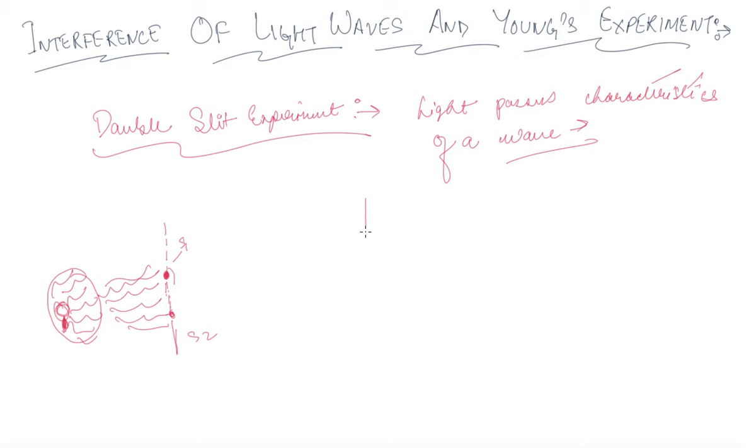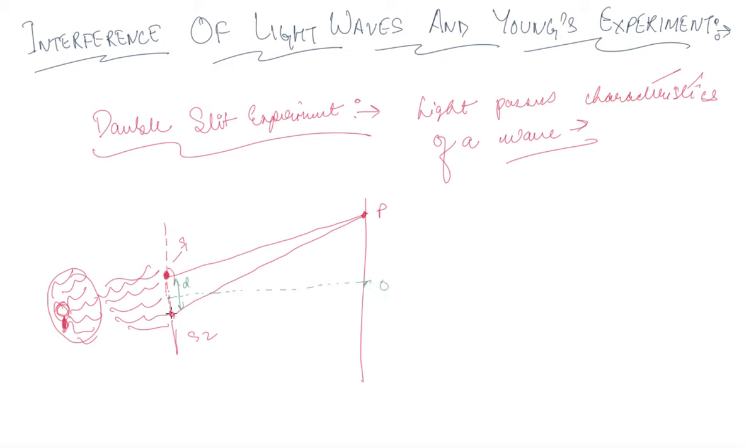Now this is your screen. Now we consider a point P on the screen. So now if you look at the distance, this is S1P and this is S2P. The distance between these two slits is d. And from the midpoint, let's join this line. Let this be O.